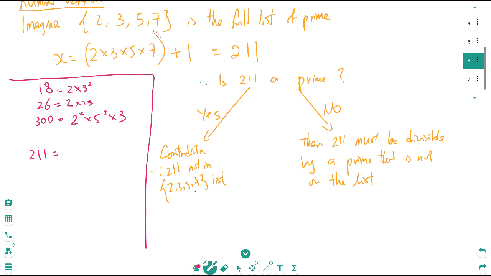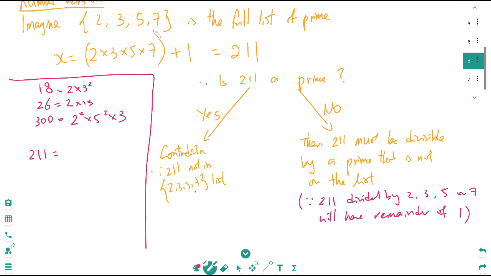That's why it's genius. Because 211 divided by 2, 3, 5, or 7 will have a remainder of 1. That's why it's genius, the plus 1. We'll have the remainder of 1. That's why they're not divisible by 2, 3, 5, and 7. Okay, so if 211 is not divisible by 2, 3, 5, and 7, and it's not a prime, then surely there must be another prime that comes to help decompose this 211.